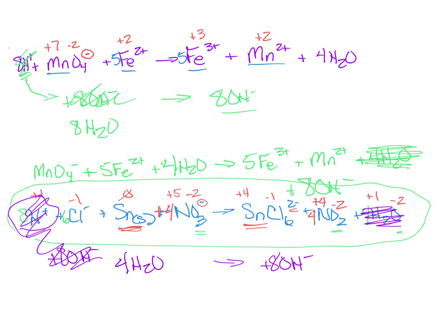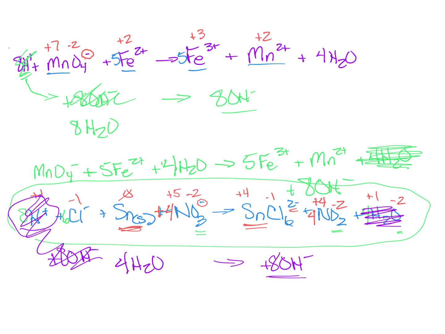Now, to rewrite everything, I'm not going to take the time to do that in this video, just for time's sake here, but then we would just rewrite it to make sure it's all nice and neat. So totally on the left, we would have 6 chlorines, 4 waters, 1 tin, 4 nitrates, and on the right, one of our tin complexes with chlorine, 4 NO2s, and 8 hydroxides. Don't forget to add that there.